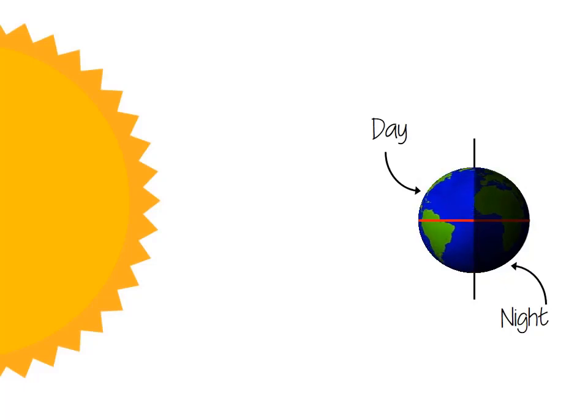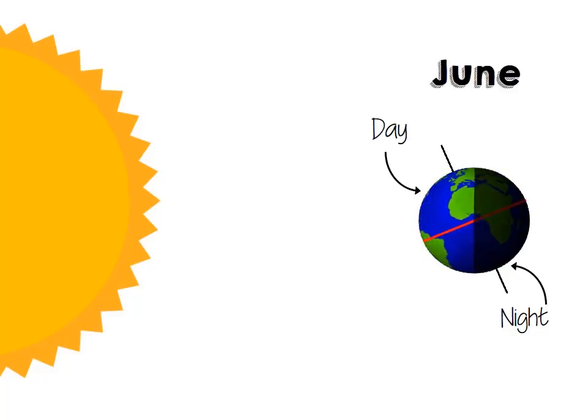But the Earth is not straight up and down. It is tilted at an angle of 23.3 degrees. Because of this, the Northern Hemisphere is pointed towards the Sun at this time of year. In this picture, it's June.